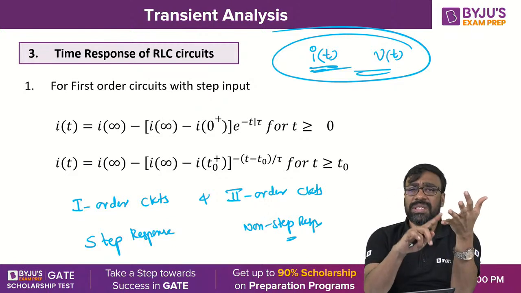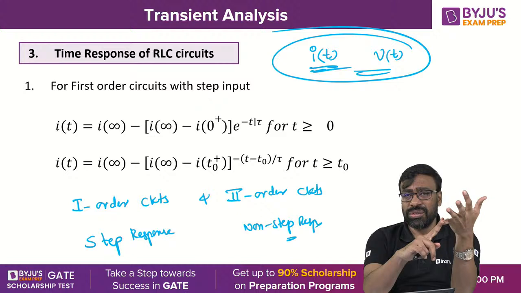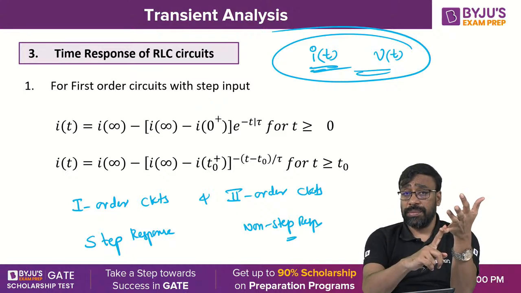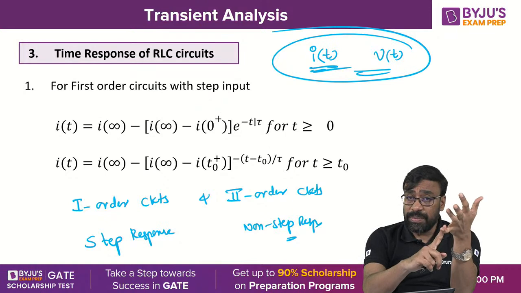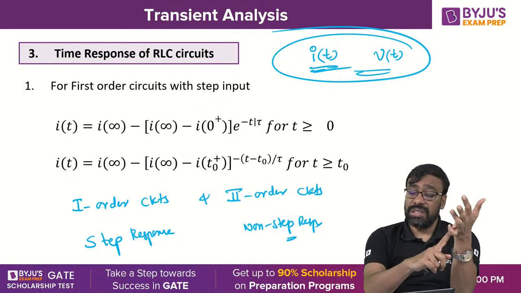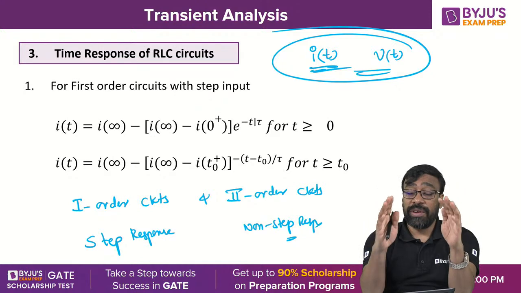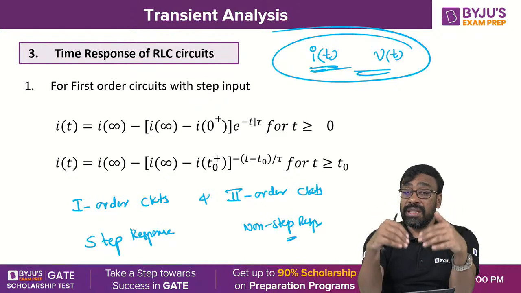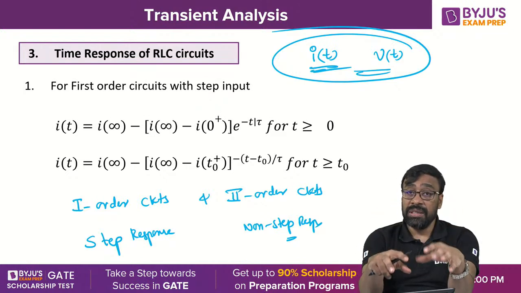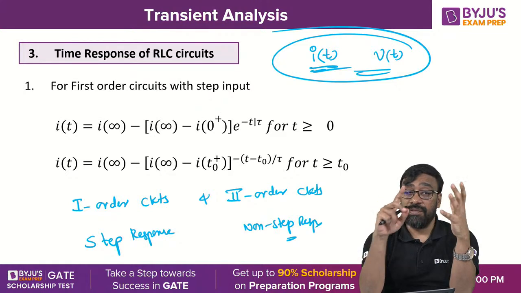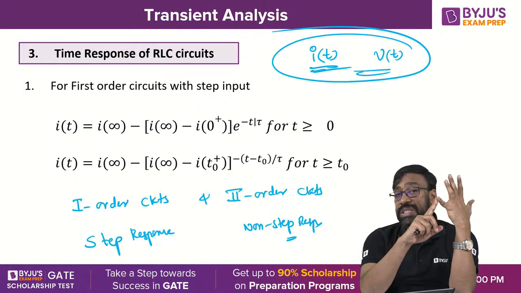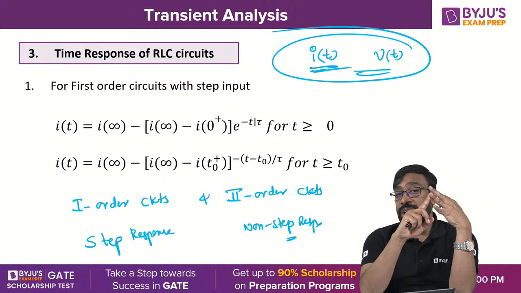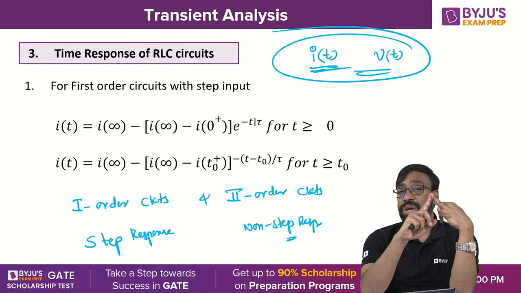So first order circuits with step response, meaning step input excitation. First order circuits with non-step input. Second order circuits with step input. Second order circuits with non-step input. These are all different varieties of circuits you will come across in the transient analysis. From the exam point of view, these are the 4 different cases you will get. First one is what? First order circuit with step input. Second one is what? First order circuit with non-step input. Non-step means what? Maybe ramp, parabolic or impulse, shifting functions, exponential, sinusoidal, anything it might be.